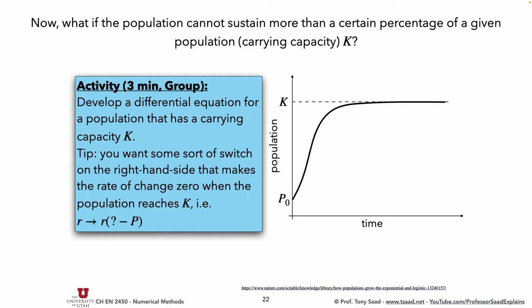Think about it. Give it some thought. You want to switch on that right-hand side. Look at that last statement I have here. Instead of having r as your growth rate, you want r times something minus P. Now that something, when P is equal to K, becomes 0. Times K minus P. K minus P. Anybody against K minus P? Anybody opposed to K minus P?